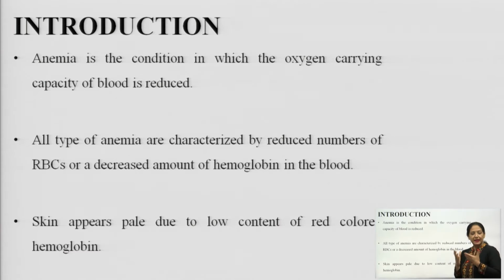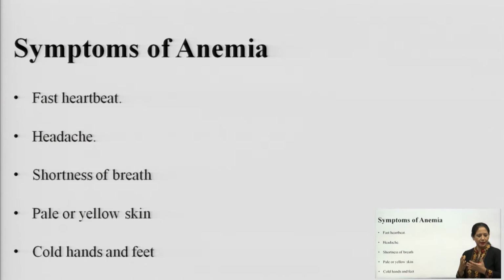And in anemia, the skin becomes pale due to the low hemoglobin content, because hemoglobin is the pigment responsible for the red color. So an anemic person has many symptoms like fast heartbeat, headache, shortness of breath, pale and yellow skin, cold hands and feet.